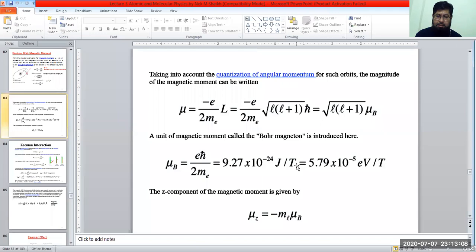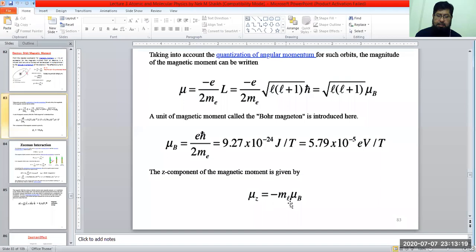Therefore mu along the z axis, along the direction of the magnetic field, can be written as minus ml times mu B. As a result, the magnetic moment depends upon the magnetic quantum number. If we consider only the orbital angular momentum, then it depends upon the L. If we consider the orbital and spin, then it depends upon the J value. That's what we discussed yesterday.